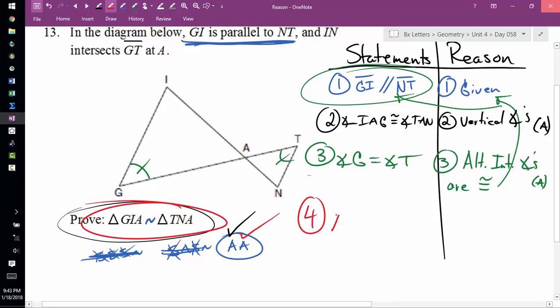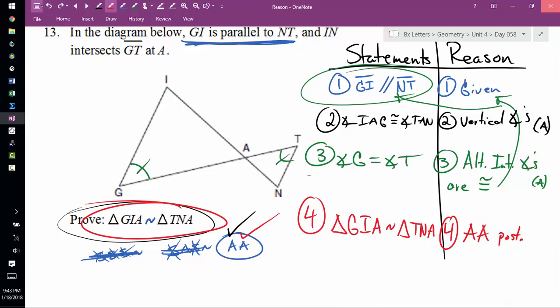So now I'm ready to restate. I'm just going to copy down what they asked me to prove. That triangle GIA is similar to triangle TNA. And how did I know that? Well, that is the angle-angle postulate. You could just leave it at angle, angle. You don't have to put that POST, but I'm feeling fancy, so I'm going to write postulate, or at least I'm going to abbreviate it.